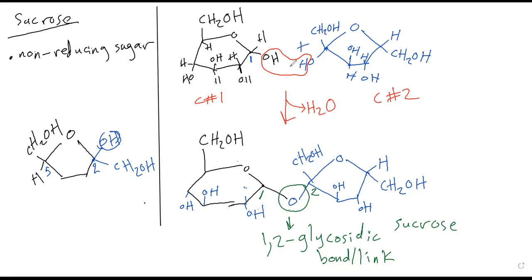So your reducing sugars, which are your glucose and fructose. Glucose has your aldehyde group and the fructose has a ketone group. They will react with the copper 2 plus in Benedict's solution.